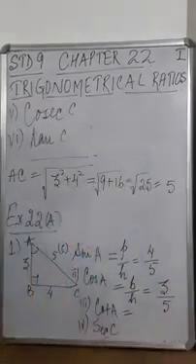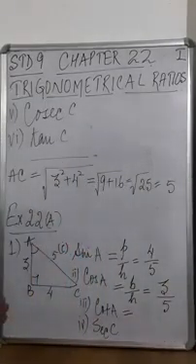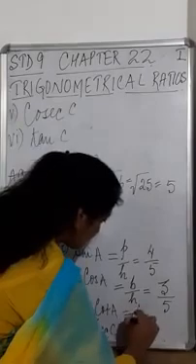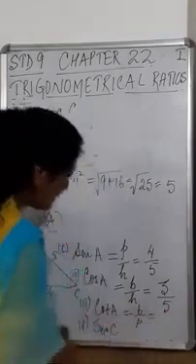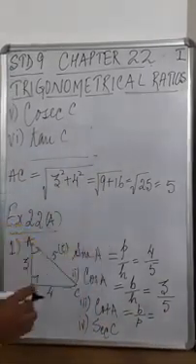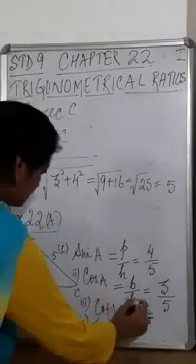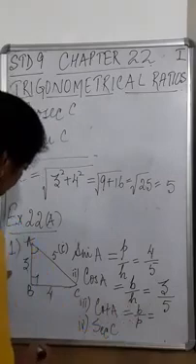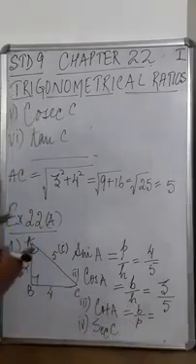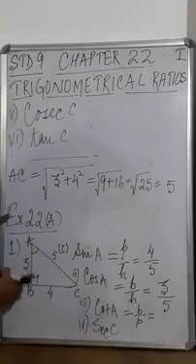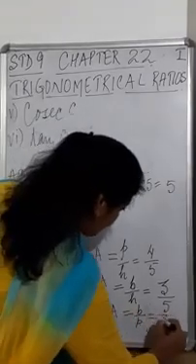Cot A will be equal to base by perpendicular. So this has to be learnt. These ratios have to be learnt before we start with the exercise. Cot A is equal to base by perpendicular. For this angle, base is 3 and perpendicular is 4, so 3 by 4.